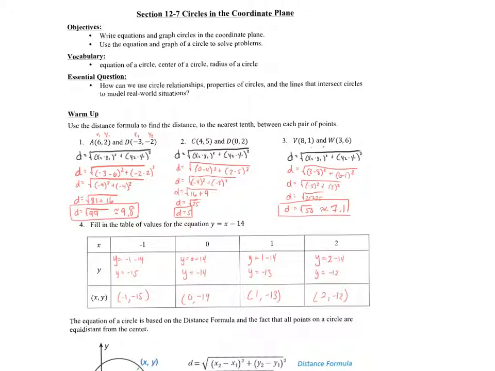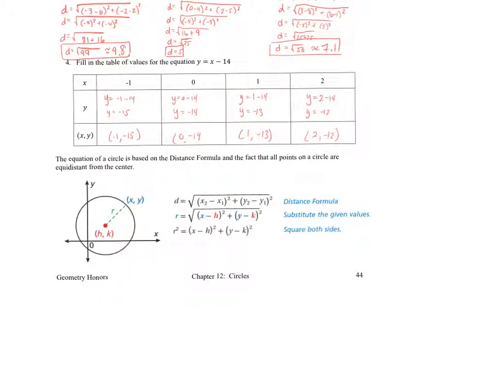So I used the distance formula for numbers 1 through 3, and I got, rounded to the nearest tenth, 9.8, 5, and 7.1. And for number 4, I just plugged in the x values to see what y equals and wrote them as ordered pairs. We're going to be learning about the equation of a circle.